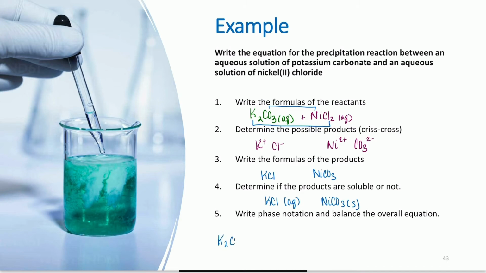So K2CO3, aqueous, reacts with NiCl2, aqueous, to form KCl, aqueous, plus NiCO3, solid, and don't forget to balance. That is our overall balanced equation for what's described above. This is what it looks like. That's what nickel carbonate formation looks like. Nickel is green or blue depending on the pH of the solution, and that's what precipitates out.